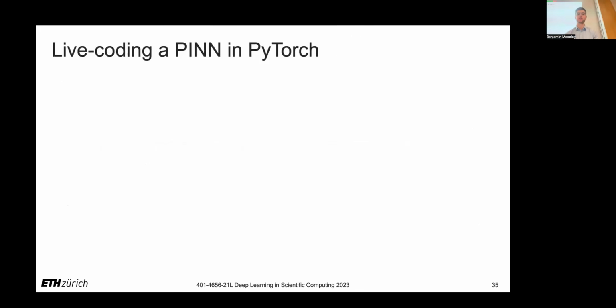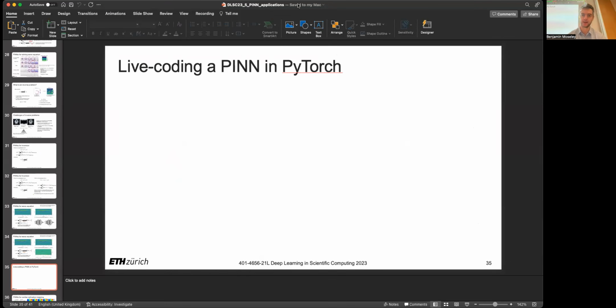So I'm going to do this again in our previous PyTorch session. We're going to go back to the 1D harmonic oscillator, and we're going to solve the inverse problem instead of the forward problem. So again, I'm going to swap screens.